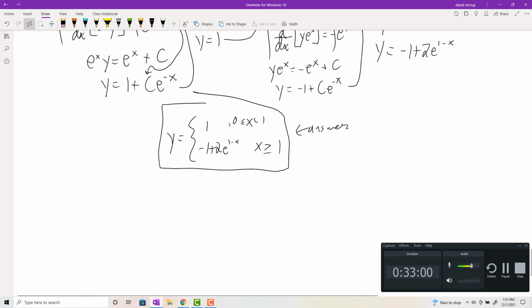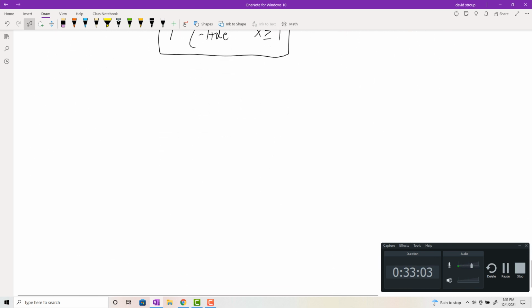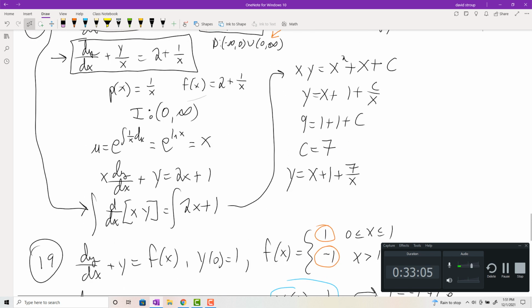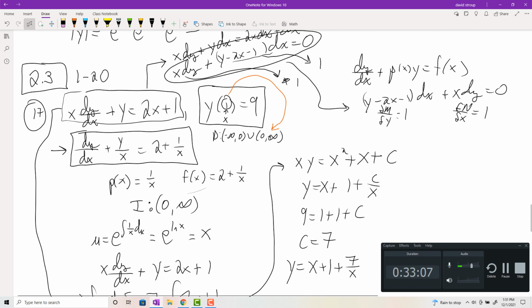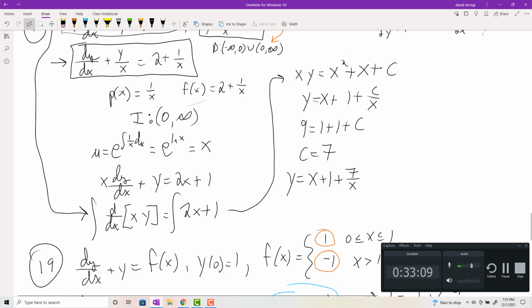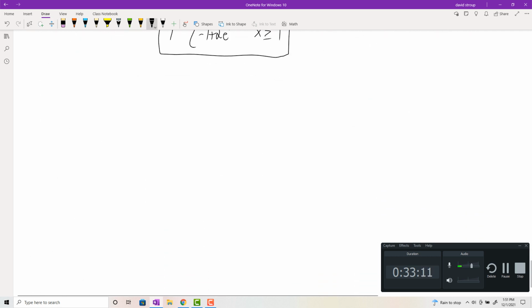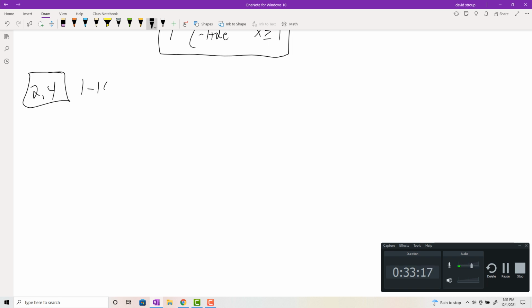Because it was exact, your integrating factor doesn't really make a difference in the big picture. Doing all this work is for nothing, right? But anyways, let's go into the section on exact equations and get a refresher course on that.